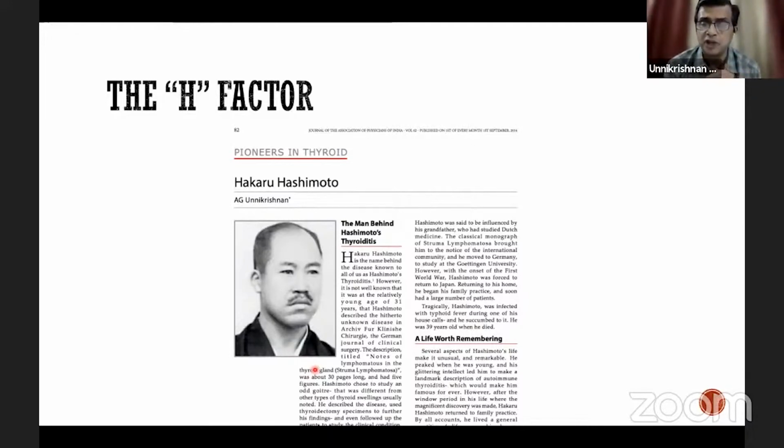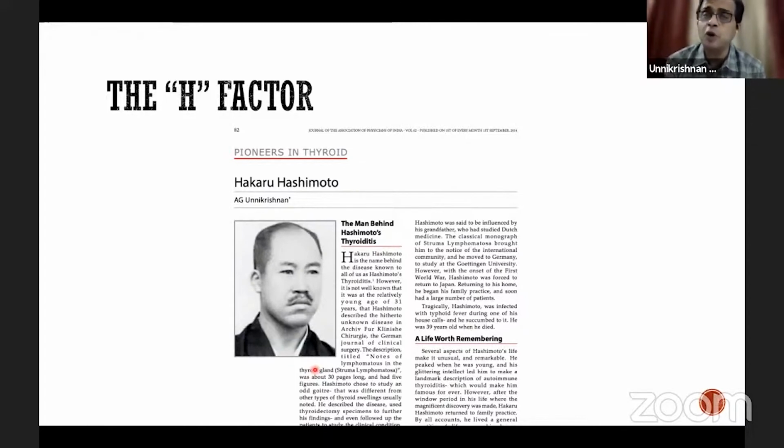He moved to Germany to study. And when the First World War came, Hashimoto had to suddenly return to Japan. He returned to his home. He began his family practice. So from a clinician researcher, he went to an international researcher, came back to his home, not literally his house, but in the sense that he came back to his practice as a doctor, as a family doctor, and started working as a family practitioner in his hometown or home village.